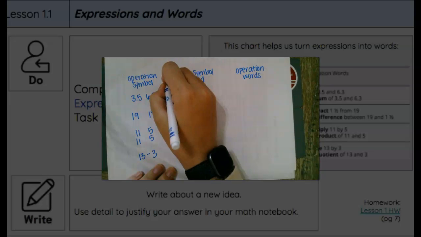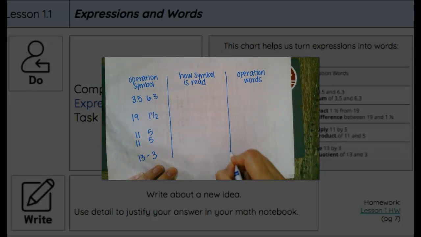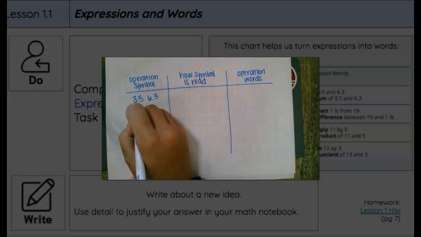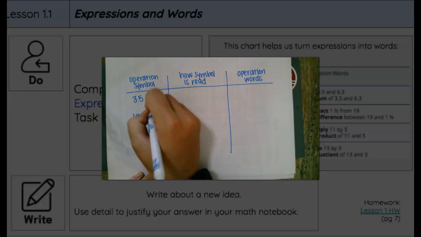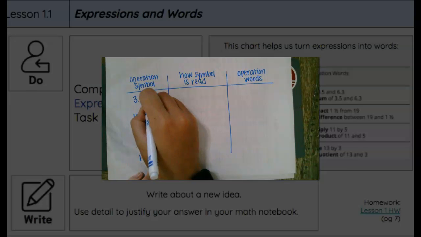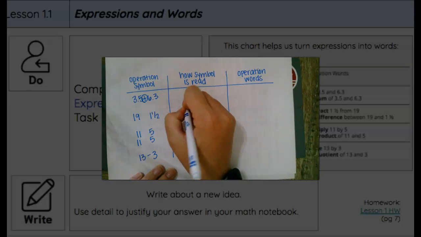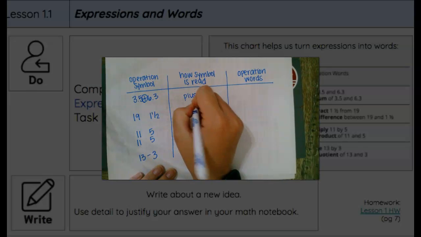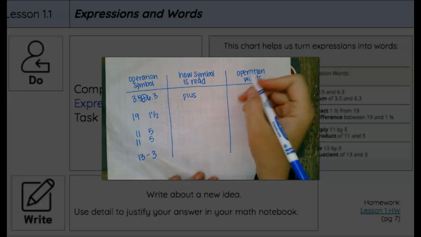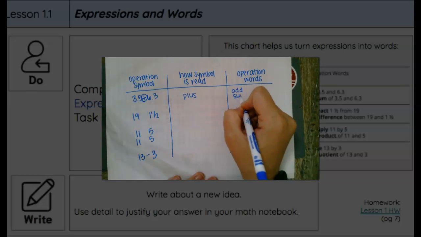Okay, let's create a little table to help us out when we're reading expressions and we want to change them into words. So our first one, 3 5/10 plus 6 3/10. Our symbol is this sign right there. It's read simply by saying plus. That's how we read it out loud. And then some operation words that we use to associate this are add and sum.